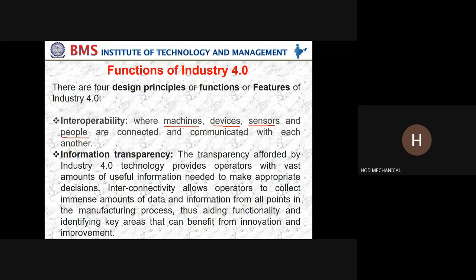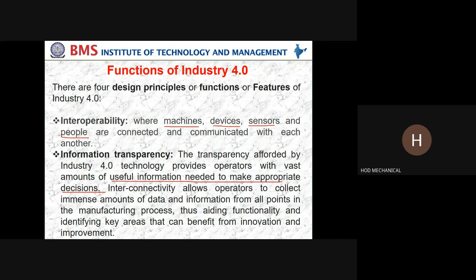Then we have information transparency. In case of information transparency, basically what is the amount of transparency that you are going to get during the information process? The transparency afforded by Industry 4.0 technology provides operators with a vast amount of useful information needed to make appropriate decisions. As I said earlier, we have various different components which are going to be there.